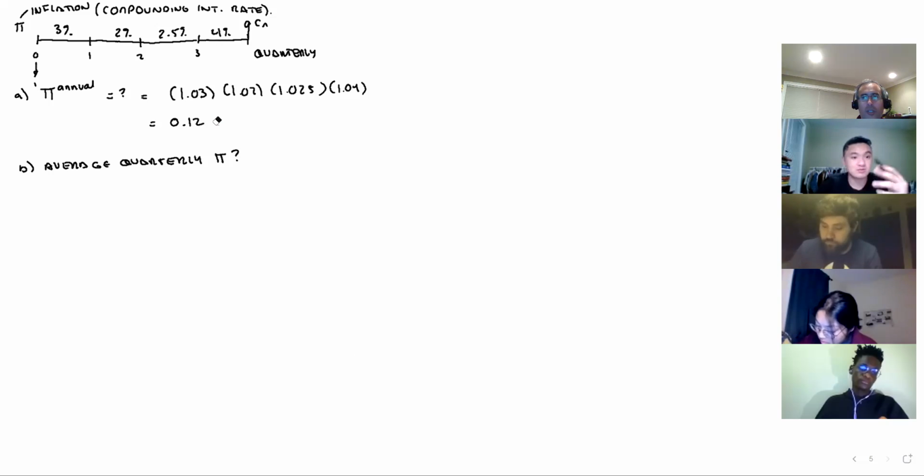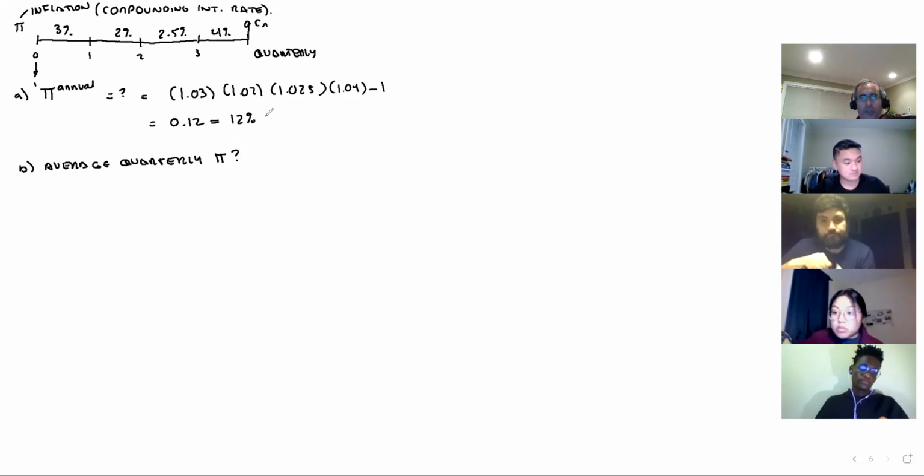And then you subtract 1 back, right? Yes, of course. So it's 0.12, so 12%. Someone to confirm? Perfect, 12%. So this is your annual inflation.